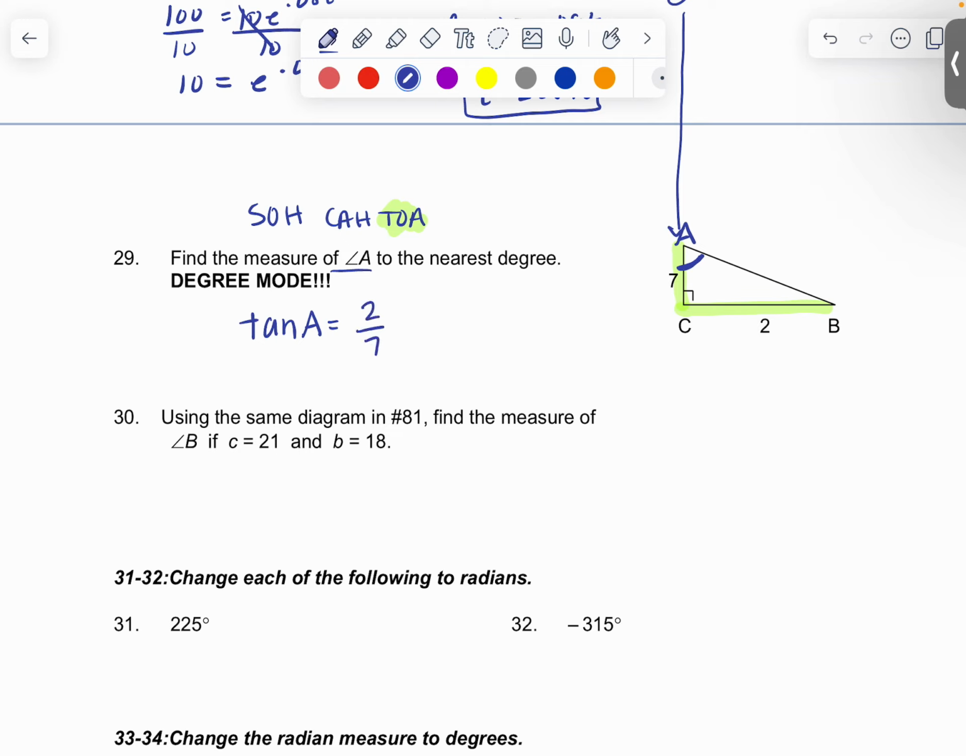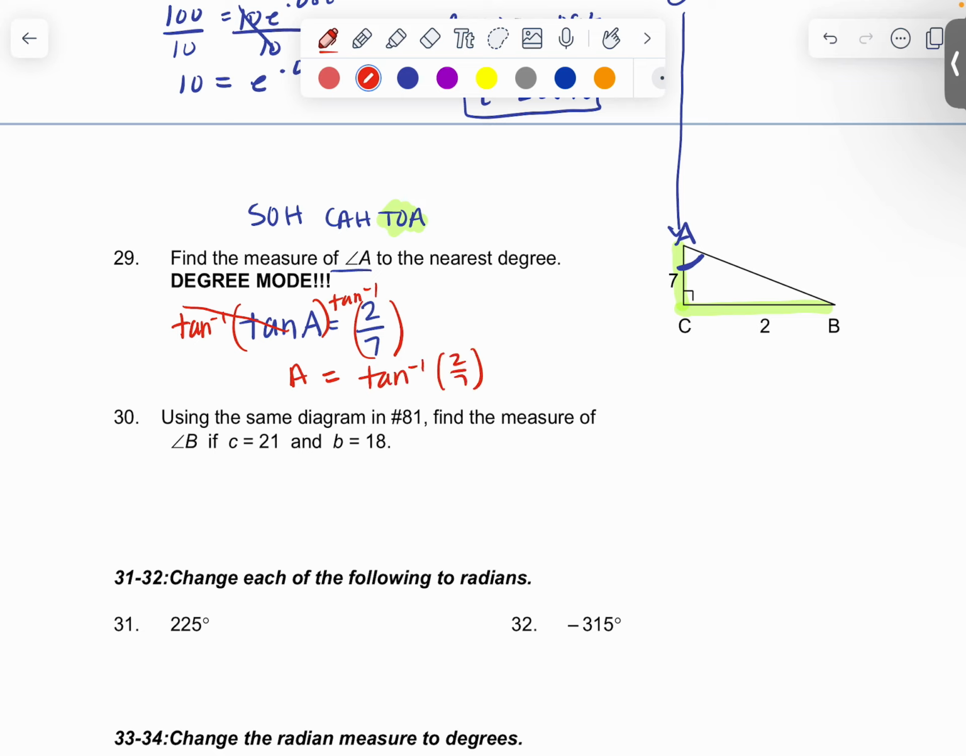Now, the way to get rid of that tangent, a lot of people go, oh, let's divide by tangent. You can't, okay? The only way to get rid of that tangent and separate it from the A is by taking its inverse. So we're going to do tan inverse of this, and then we're going to do tan inverse of the other side as well. So the tan inverse and the tan cancel out, leaving me with A equals tan inverse of 2 over 7.